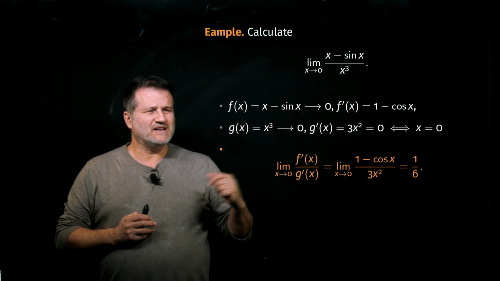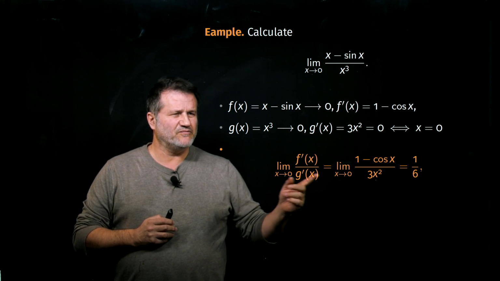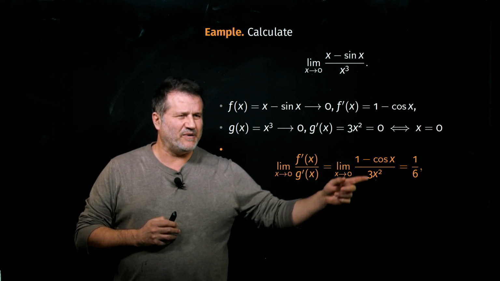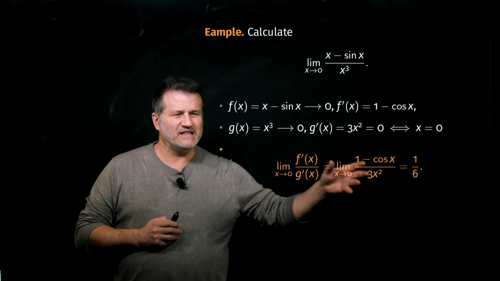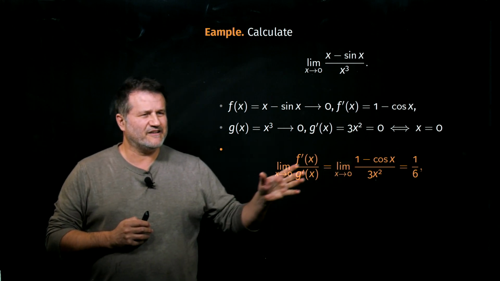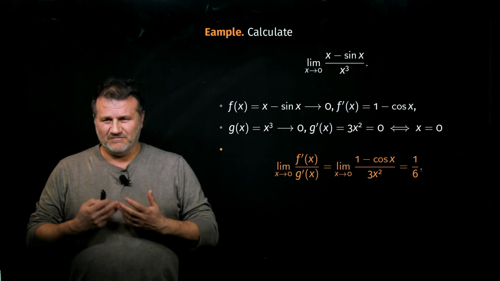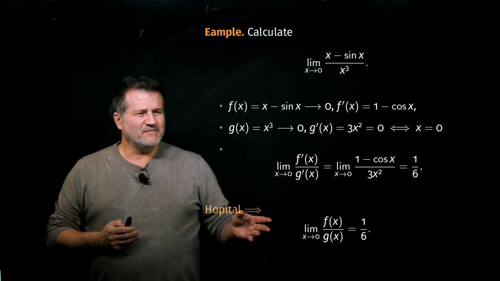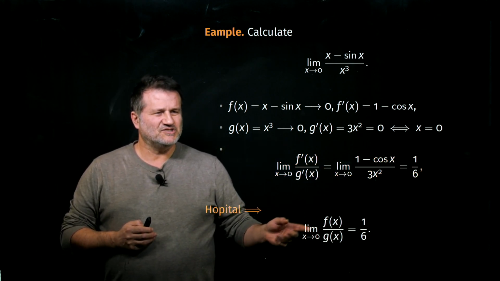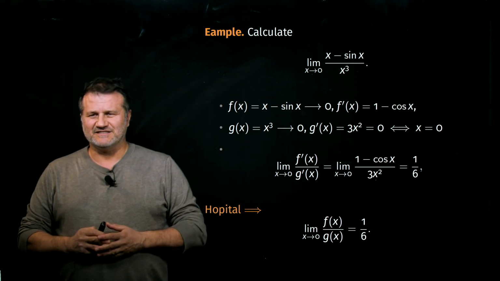Then, when we compute the limit of the ratio of the derivatives, we get this limit, which is, apart from the factor 3, a fundamental limit, the limit of cosine. And therefore, easily, we get 1/6. We conclude that, because of L'Hopital's rule, the limit of the fraction f divided by g is equal to 1/6.